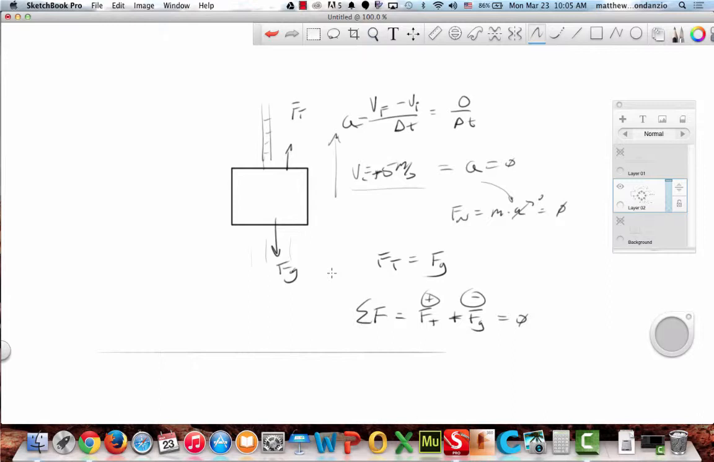Okay, so start here. Sum of the forces is equal to 0, and that means my positive f of t must equal my negative f of g, so that when I flip it to the other side, then I can get this. Does everyone see that? Okay. All right. Important stuff. All right. Let me throw a wrench into this.